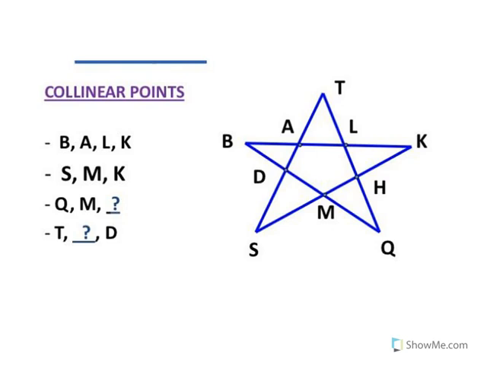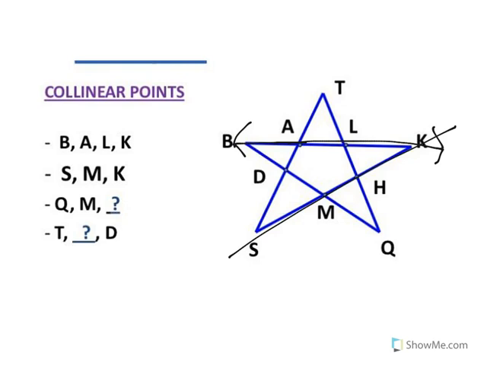Right, so here is an example. We have A, B, L, K are collinear points. So we start from B, A, L, and K. They are on the same line or on the same segment, so then they are collinear. F, M, K are collinear.